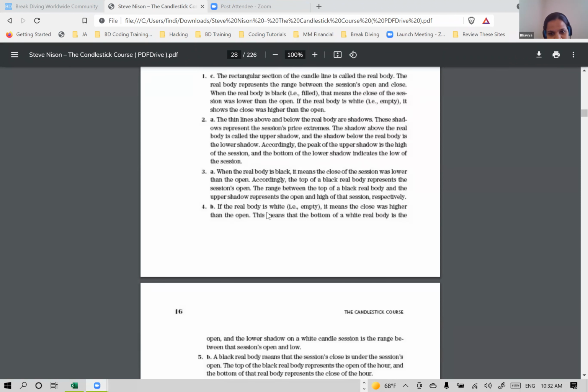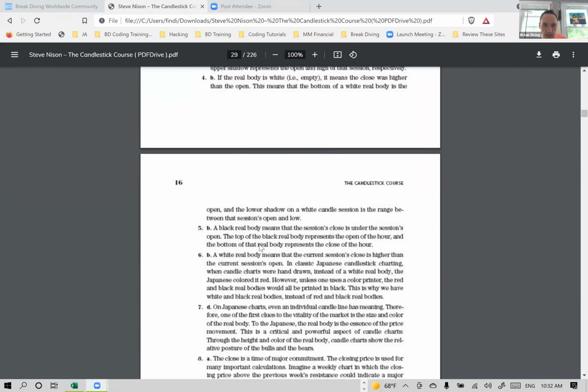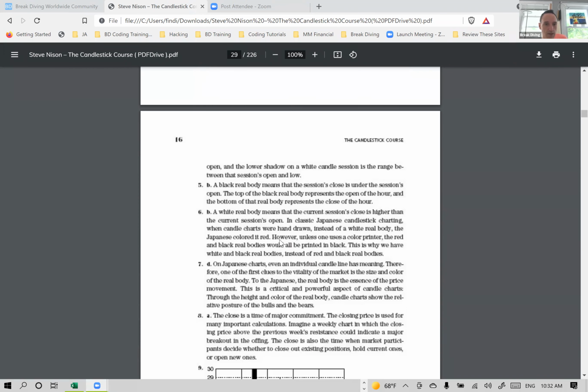When the real body is black, it means the close of the session is lower than the open. We got that. Okay, same thing. We got 4 correctly. Higher than the open, 5. A black real body means the session closes under the session's open. Okay, we got that.